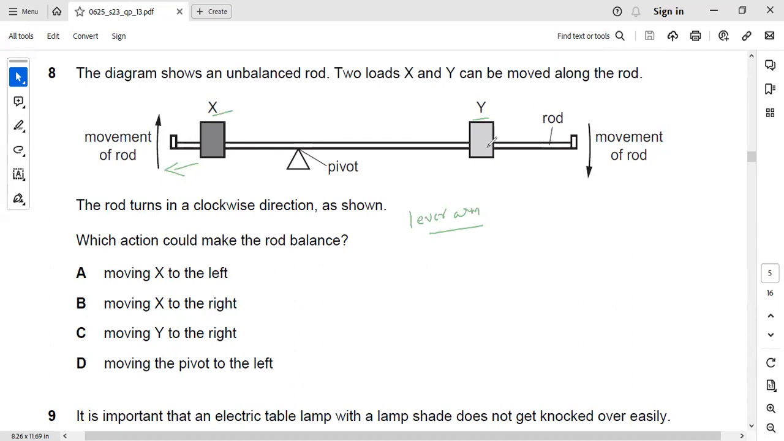If you are moving this Y towards right also, here the distance is increasing. So this side it will create more lever arm. The force required will be more here. So again it will create an instability. So the right answer here it is moving X to the left. So that we can create a stable condition.